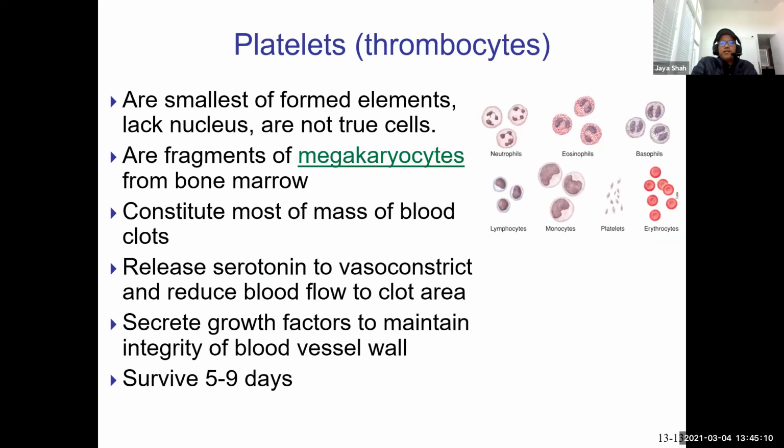Okay. Platelets, on the other hand, you see here in the diagram, are the smallest of the formed elements and lack a nucleus. They are not even true cells. So when blood cells are formed in the bone marrow, the largest blood cells are the platelets. And later, once they are released from the bone marrow, they are fragmented. And that's why we call them megakaryocytes, mega meaning big. So they are from the big karyocytes, but they are fragmented.